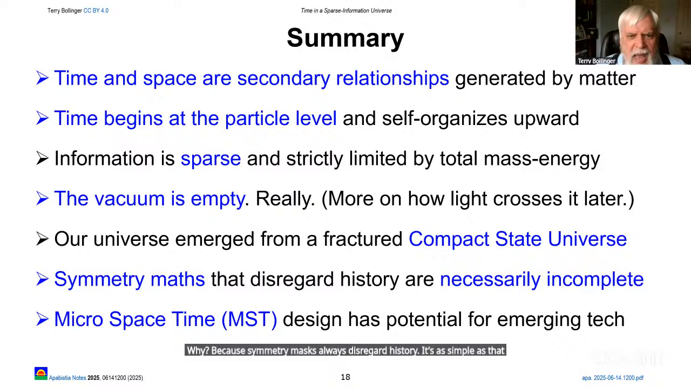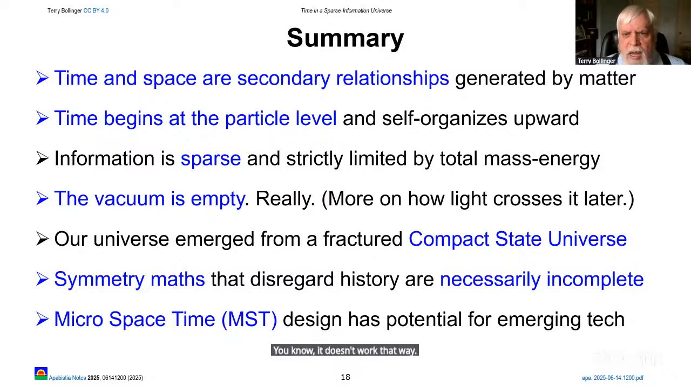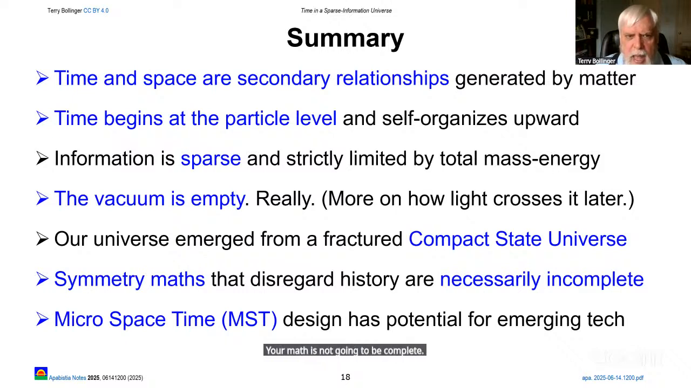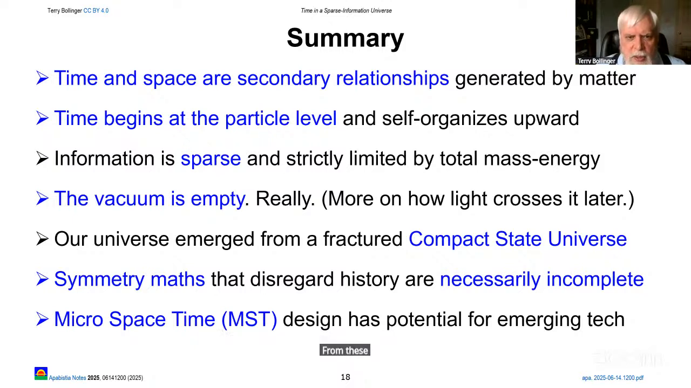You can't eat the center out of the pie and claim you understand what a pie is. It doesn't work that way. If you don't follow these chains back to the origin, if you don't go back to why everything locally has a definition of what it was globally at some time in the past, your math is not going to be complete. And all of the symmetry maths are fascinating phenomena that emerge locally and incompletely from these deeper physics.